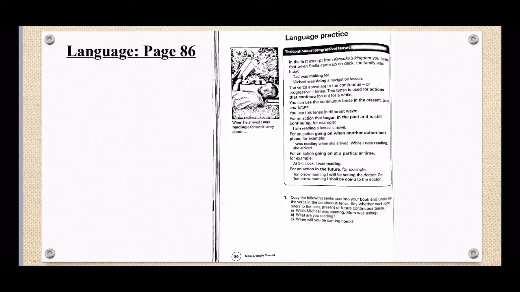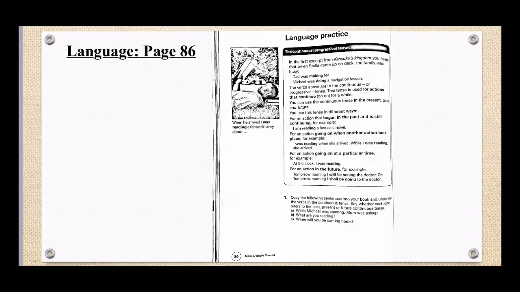In the first excerpt from Kensuk's Kingdom, you heard that when Stella came back on the deck, the family was busy. Dad was making tea and Michael was doing a navigation lesson. In a few lessons before this one, we were doing the novel Kensuk's Kingdom. Now they are just taking some sentences out of the reading that we have done, and that will be an example for the language that we will be doing today. So the verbs above are in the continuous or progressive tense.